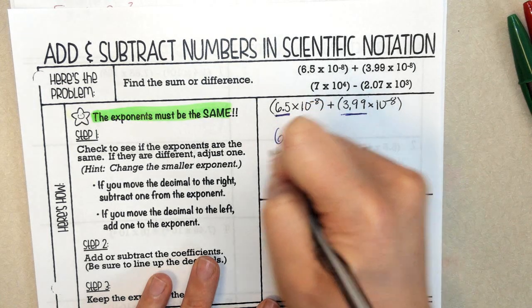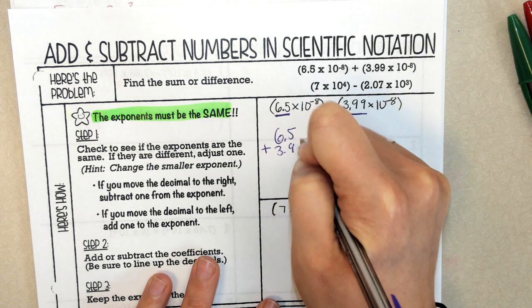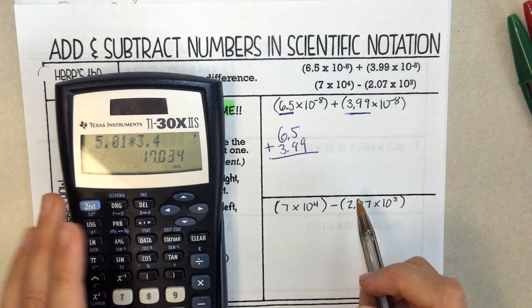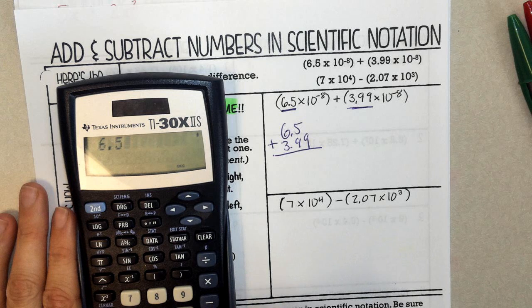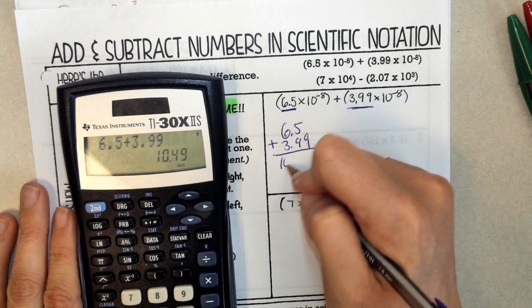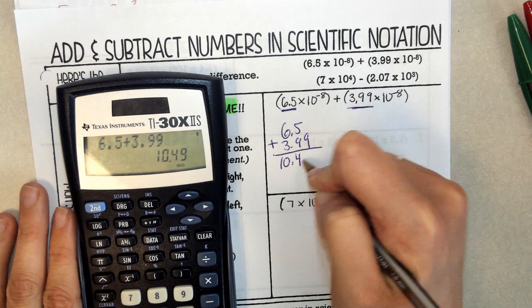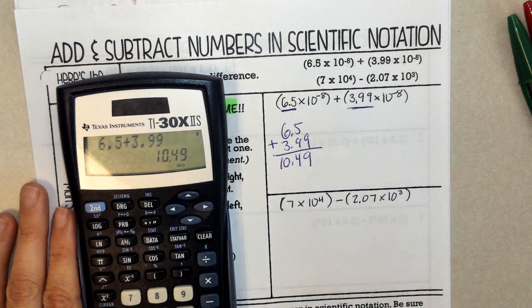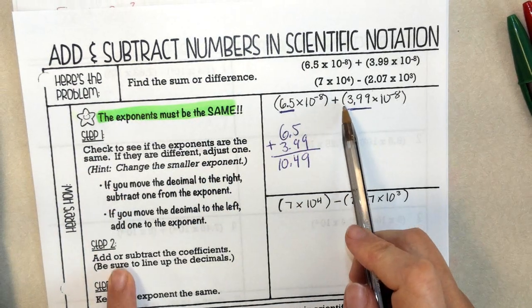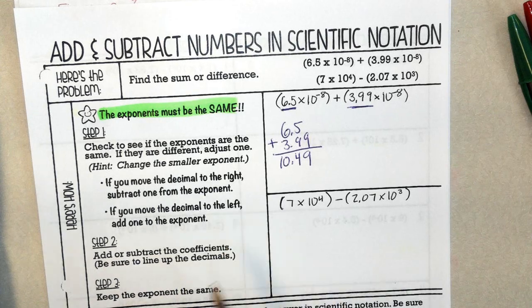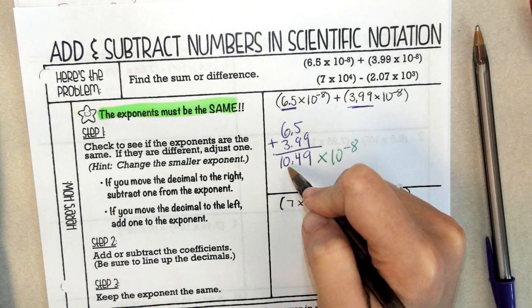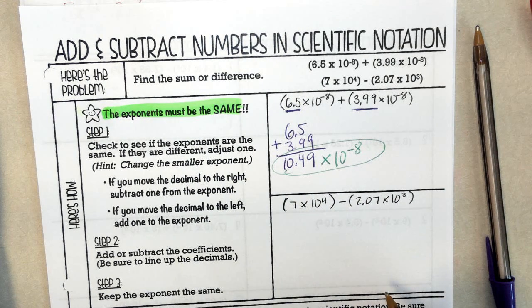So 6.5 plus 3.99, and you could add those together in your head, or I would suggest typing them in just to double check. Even if you do the mental math or work it out through here, I would still type it in just to double check so you're not making a silly mistake. Okay. Once I've done that, adding and subtracting, then it says keep the exponent the same, times 10 to the negative 8th power. That's it.